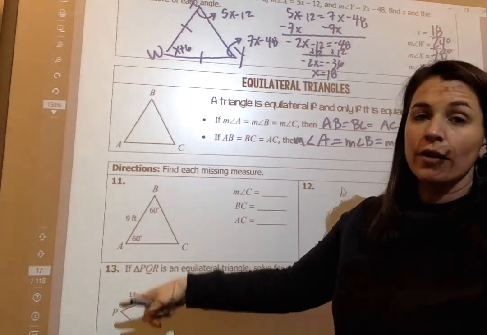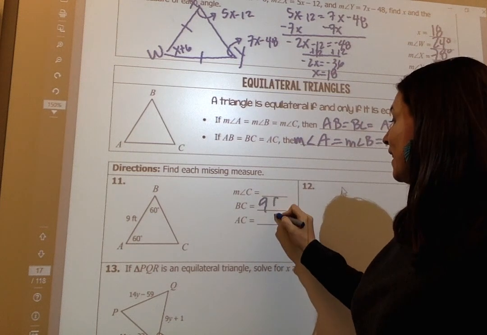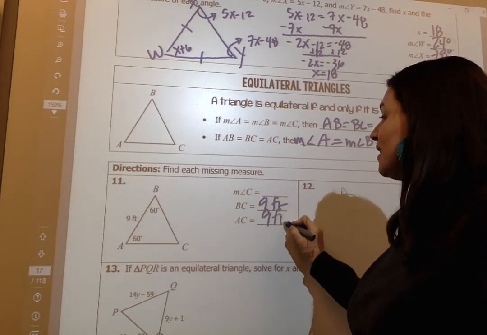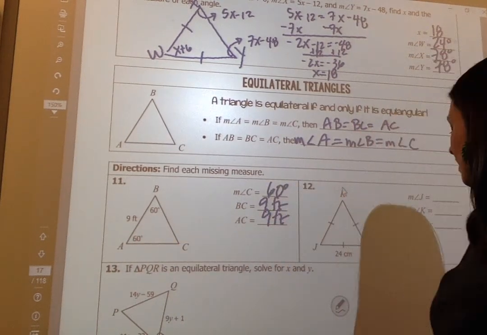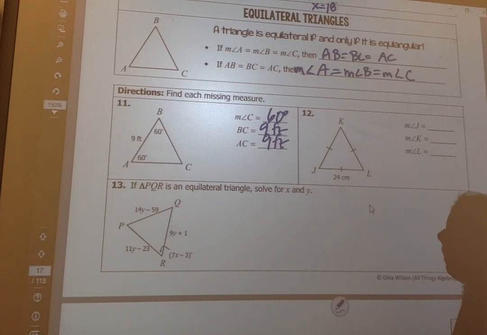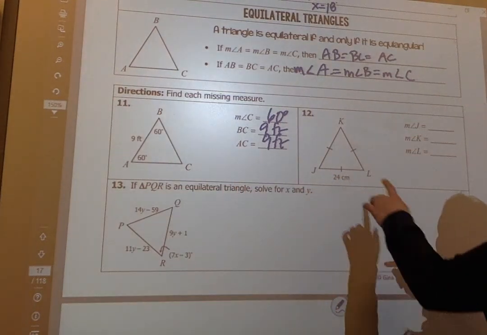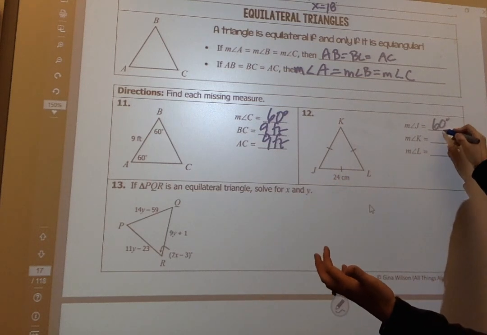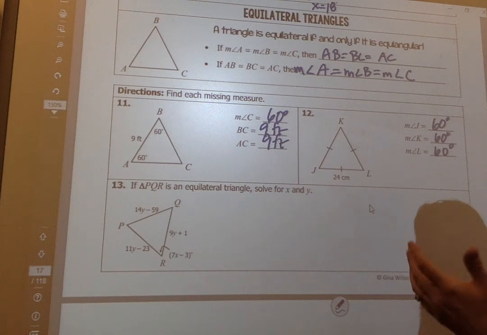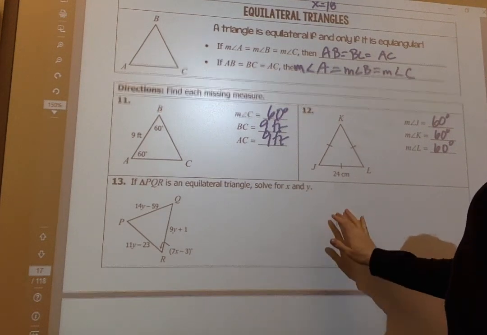So on here, if you look at number 11, if AB is 9 feet, BC is 9 feet, AC is 9 feet, they're all going to be the same angles. So 60, 60, 60. Okay, so same thing. In an equiangular triangle, your angles are always going to be 60 degrees. It doesn't matter because they're all equal, and they're all going to add up to 180 degrees. So that's always going to be the case here.